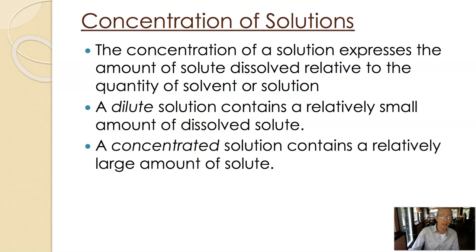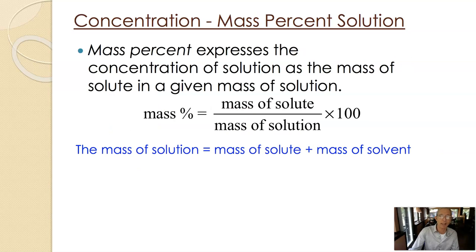So the first type of concentration we're going to look at is mass percent. This refers to the mass percent of the solute in the mass of the solution. So it expresses the concentration of a solution as a mass of solute in a given mass of solution. Here's the actual calculation. So it's just a percentage, right?